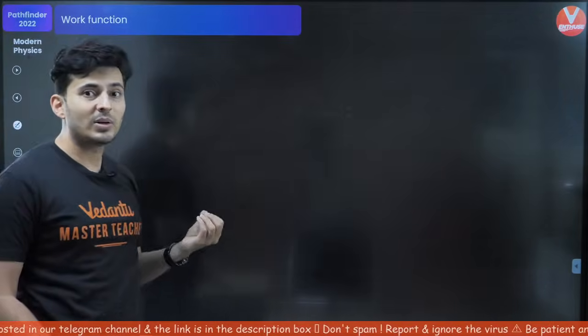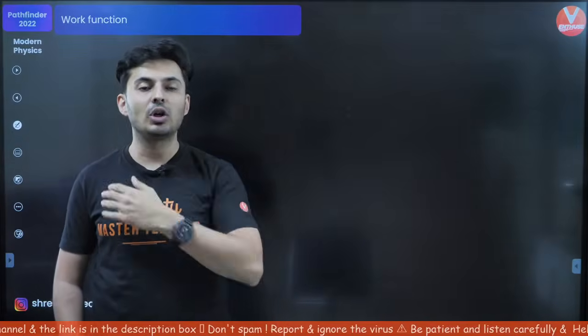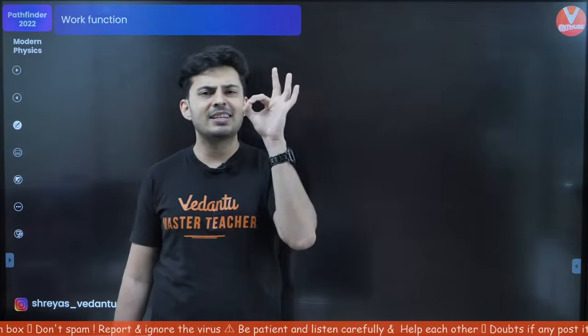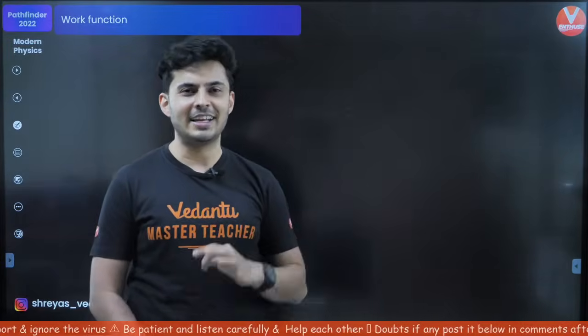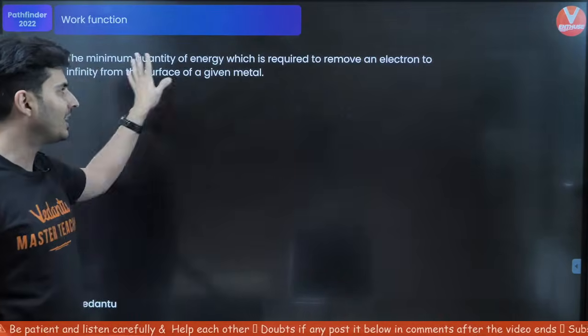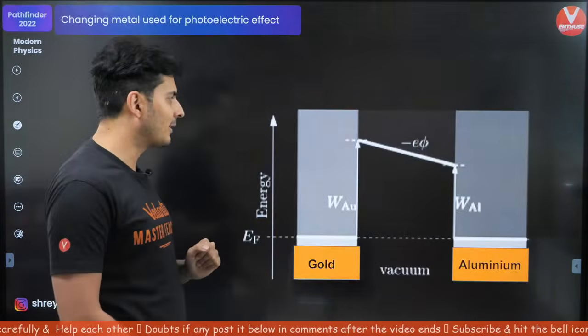Let's also talk about the work function. Since we have already decided and talked about the critical frequency or the threshold frequency below which no photoelectric effect occurs, that means there is minimum amount of energy which is required to knock out any electron. Minimum energy required to knock out that electron, that itself is called the work function.